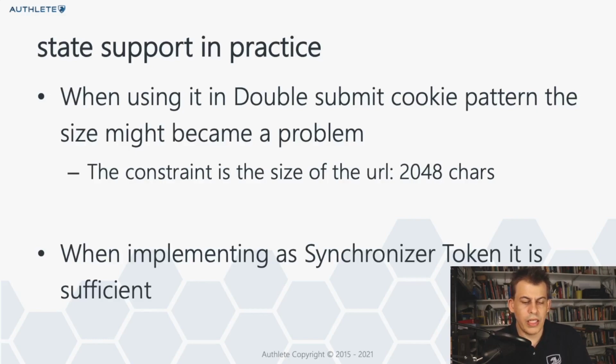One other aspect is if you're using a synchronizer token, yeah, the state will be sufficient. And you also make sure that the random value fits into the 2K scenario, right?